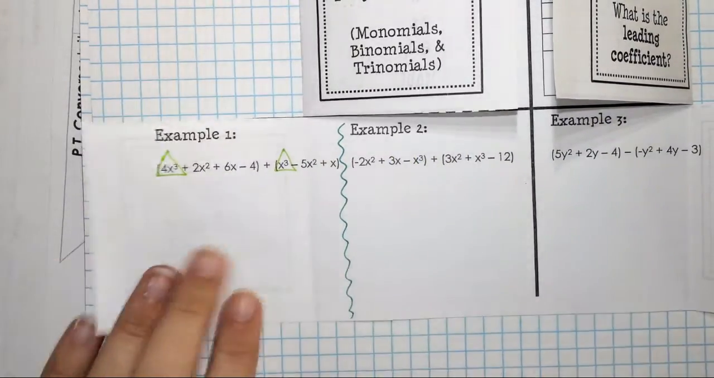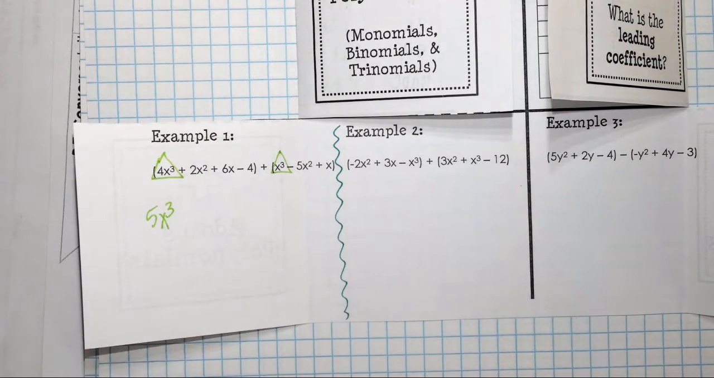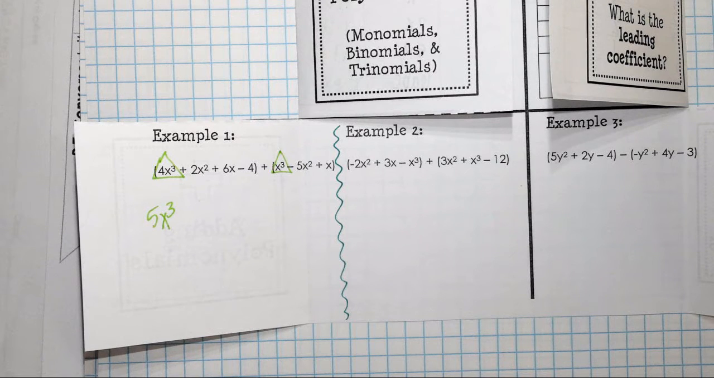Alright, so what's 4x cubed plus x cubed? 5x cubed. And again, why did we not add the exponents? Because we're adding and not multiplying.